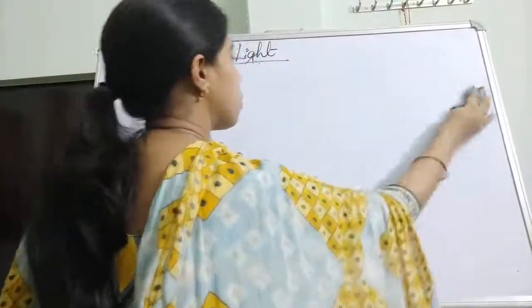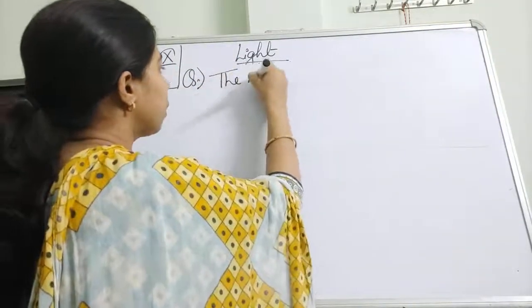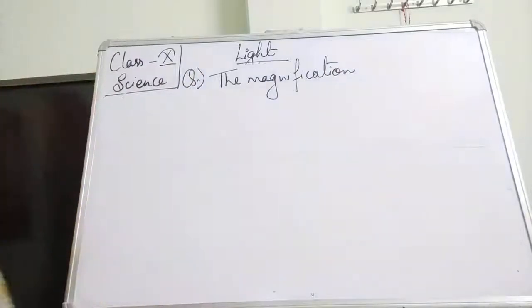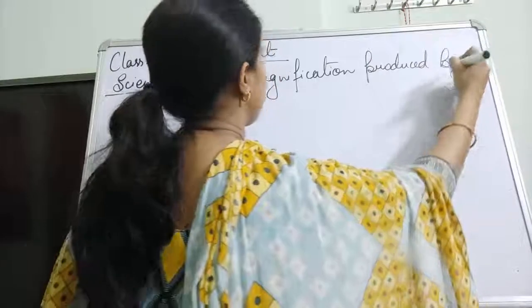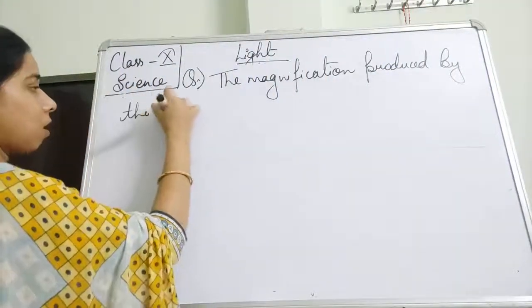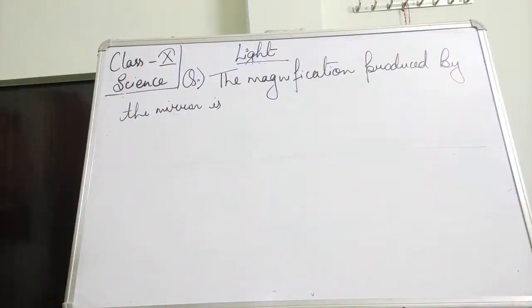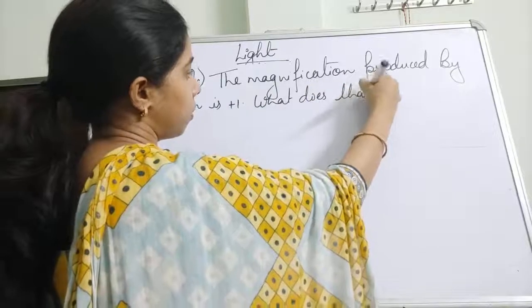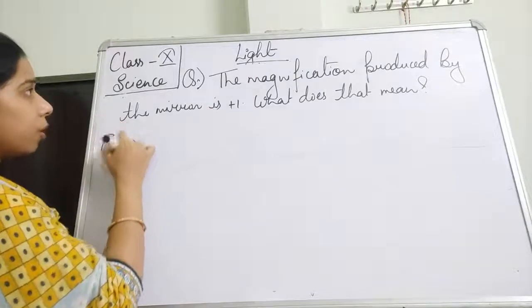that is, if the question is given that the magnification produced by the mirror is plus 1, what does that mean? Let me write another question, student. This is question number 2. This is question number 1.